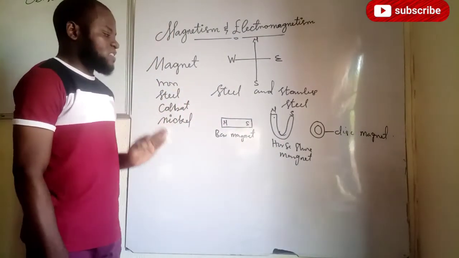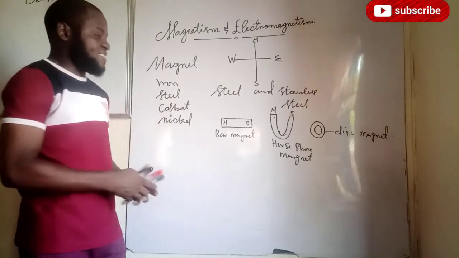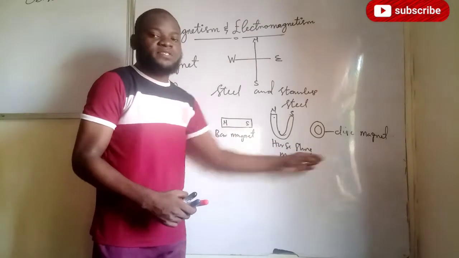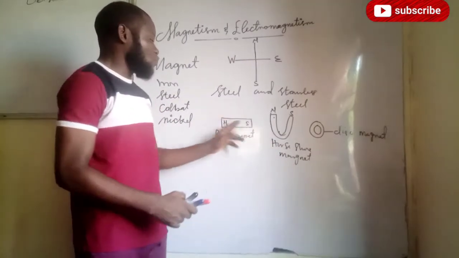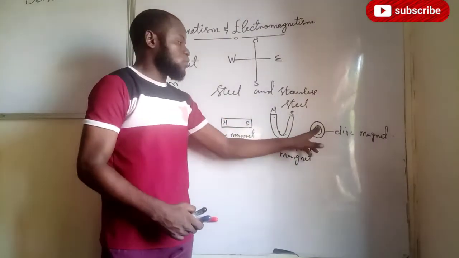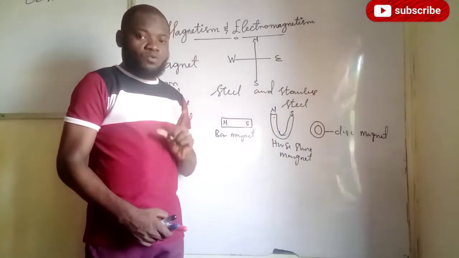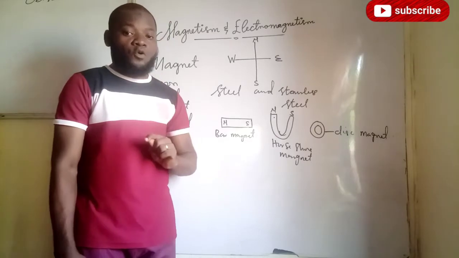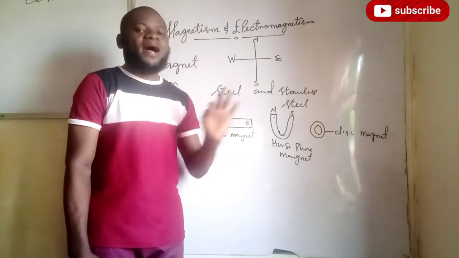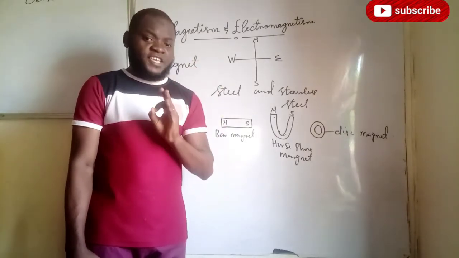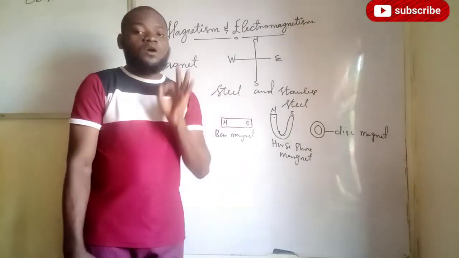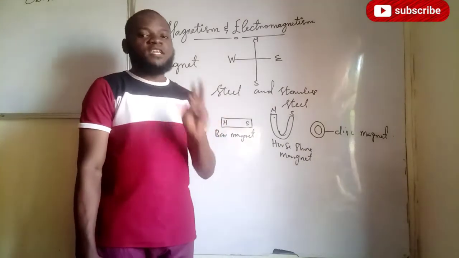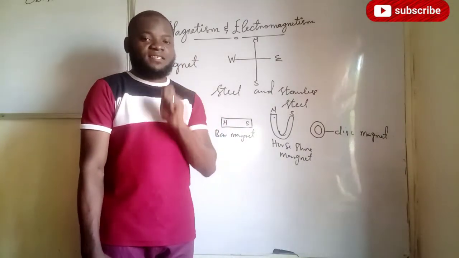Now, is it possible for a magnet to have a single pole? Because all these magnets that we have discussed have two poles, North Pole and South Pole. Is it possible for a magnet to have a single pole, that is, a monopole magnet? Okay, thank you. It's actually impossible. For every magnet, no matter how small it is, there must be two poles, the north and the south.